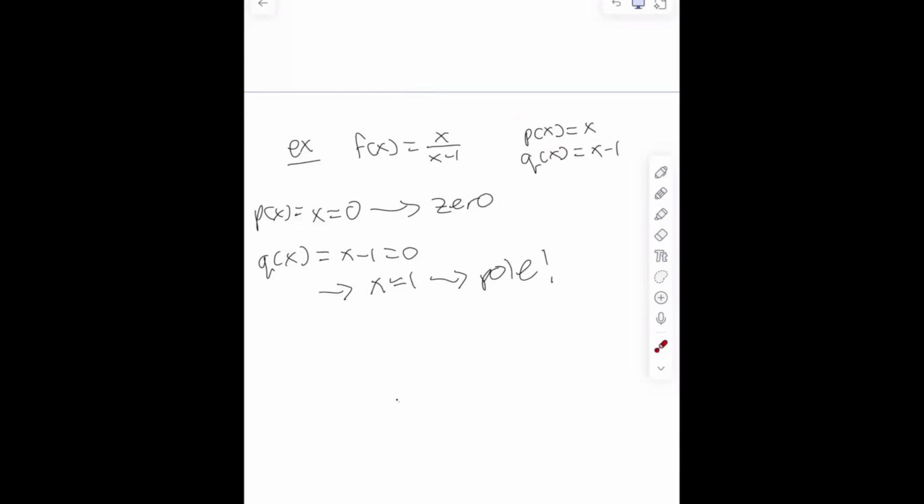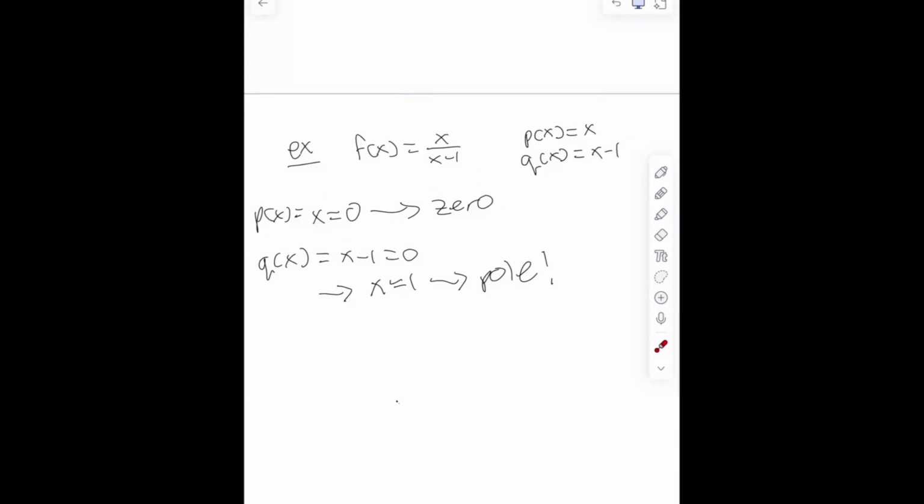So we set the top function equal to 0, so p of x is x, and then we set x equal to 0, and we see that x equals 0 is our zero. That's our only zero for the top function. The bottom function is going to correspond to our poles. Where this bottom function is equal to 0 corresponds to our poles. So we know our bottom function is x minus 1, and we set that equal to 0. The way we would solve is we add 1 to both sides of the equation, and we get that x equals 1 is a pole.